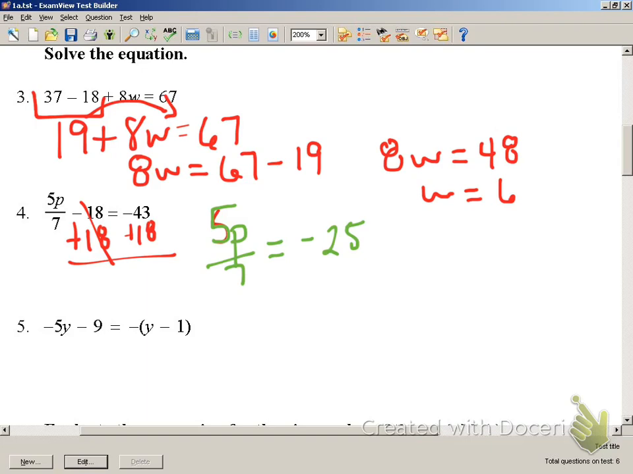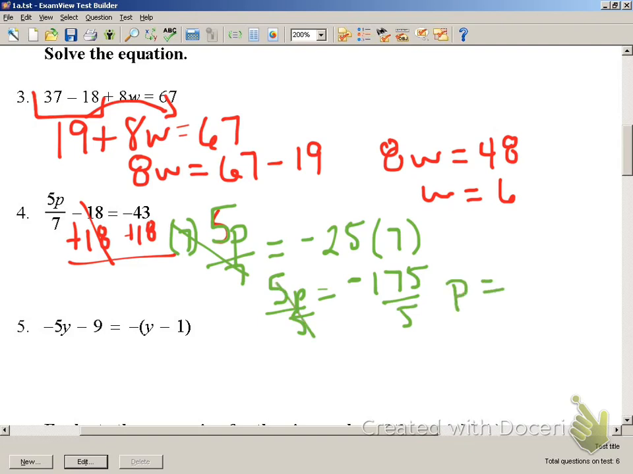Undo, so I have 5p over 7. I'm going to multiply both sides by 7. It'll cancel. Then I'm left with 5p is equal to a negative 175. Then we divide by 5. So p is equal to a negative 35. You have to plug it in and check.